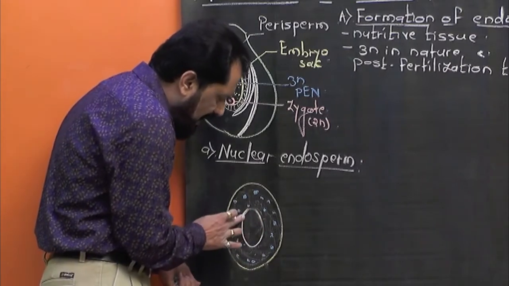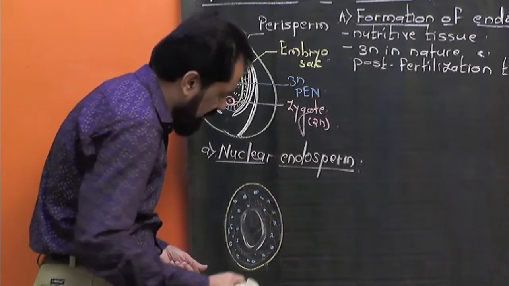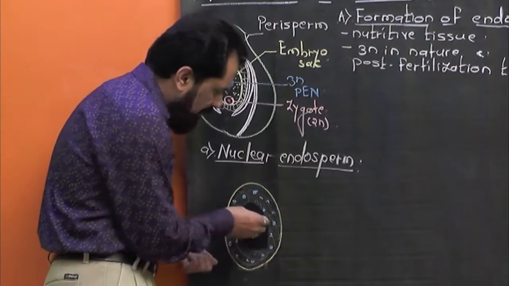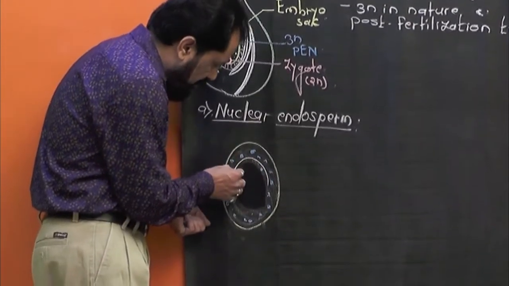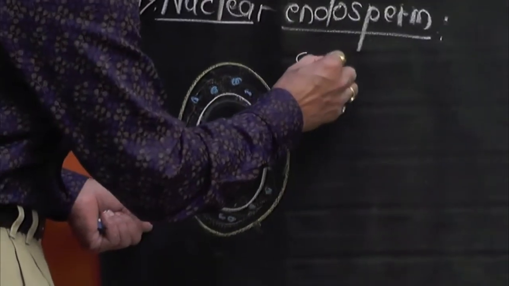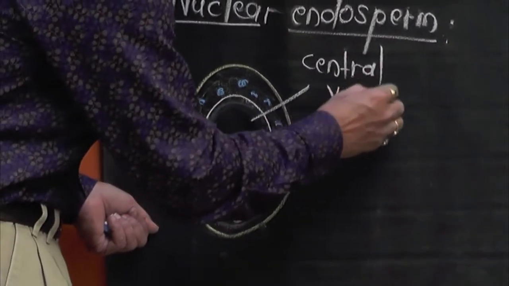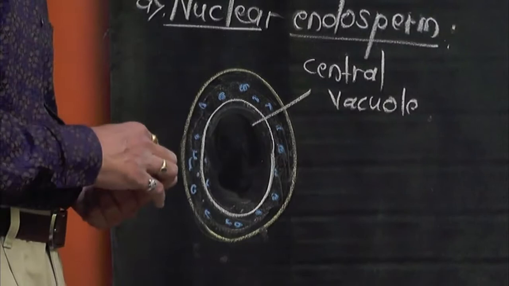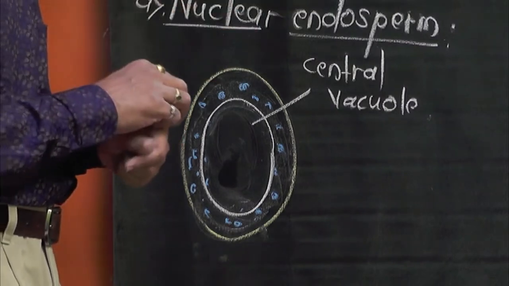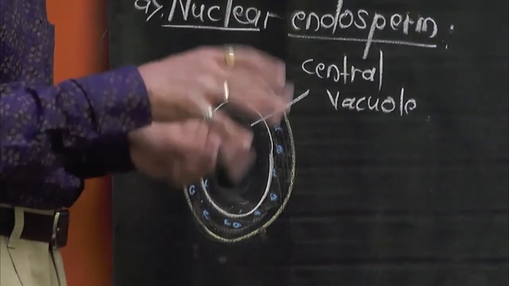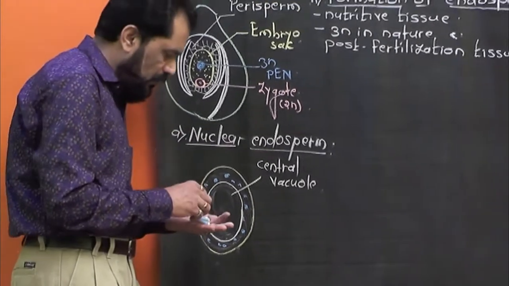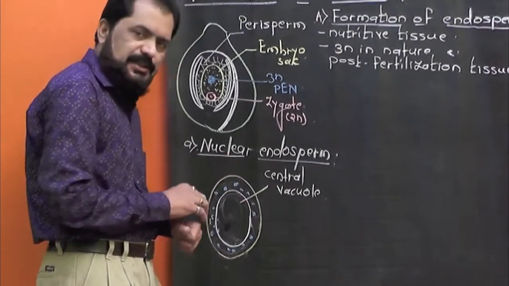Due to this enlarged central vacuole, the triploid nuclei get pushed along the periphery. Consider here is the central vacuole, a large central vacuole, and due to this large central vacuole, all these triploid nuclei get pushed along the periphery. Hence we can say that triploid nuclei are placed in between the wall of embryo sac and central vacuole. Here is the wall of embryo sac and here is the central vacuole.